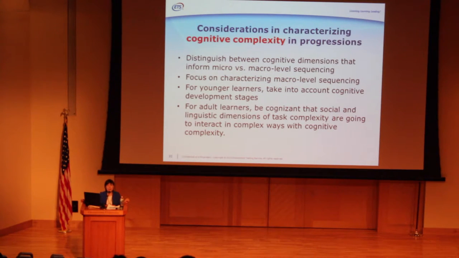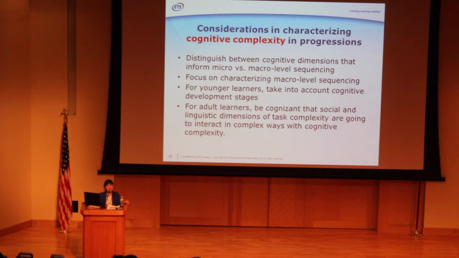So when characterizing cognitive complexity and learning progressions, first of all, we want to distinguish between cognitive dimensions that inform micro versus macro level sequencing. We want to focus on characterizing macro level sequencing for language learners and allow enough flexibility at the micro level. We also want to take into account the cognitive development of different learner groups.